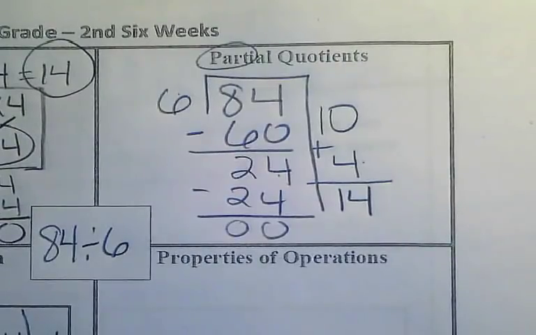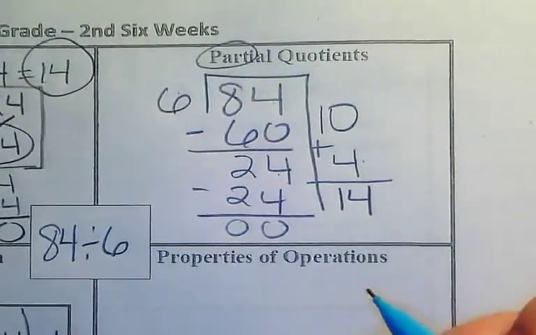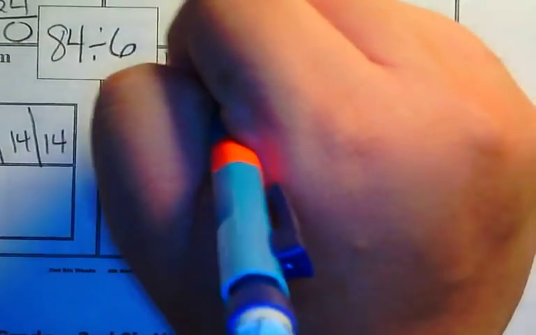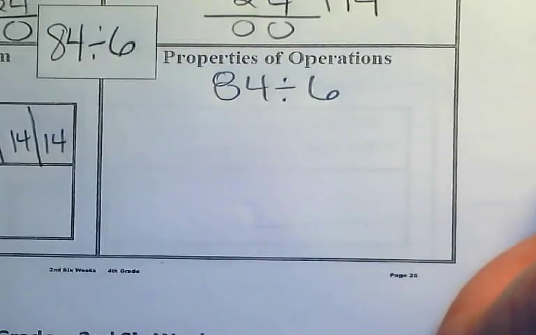The last one that we're going to do is properties of operations. For properties of operations, we can go ahead and use the distributive property, the one that we've been using throughout, the one that I tell you that you all love. I know you love it. Okay, so we're going to go ahead and do that one. It's 84 divided by 6.